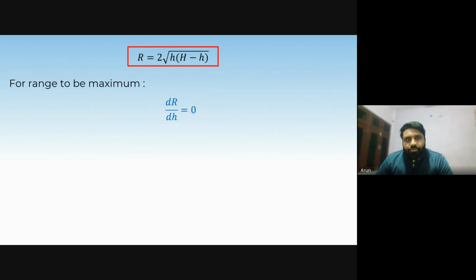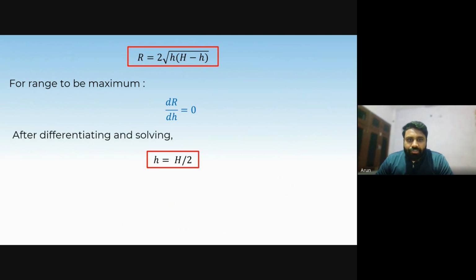So R is equal to 2 root of h into (H minus h). For it to be maximum, you have to differentiate it with respect to small h, so dR by dh is equal to 0. After differentiating, we find that the height for the maximum range should be half of the container height. Let's say you have filled the liquid to a height of 10 meter. If you want the maximum range, make a small hole at 10 by 2, which means 5 meter. In that case you will have the maximum range.